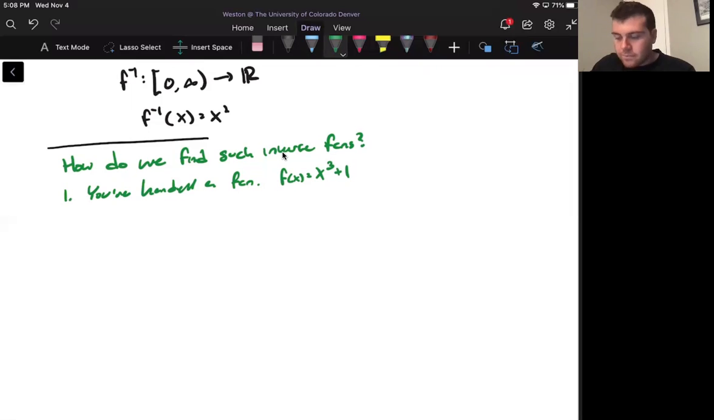Also, you might have to graph something like this and check that it passes the horizontal line test. So again, watch out for that. So we have f of x equals x cubed plus 1.